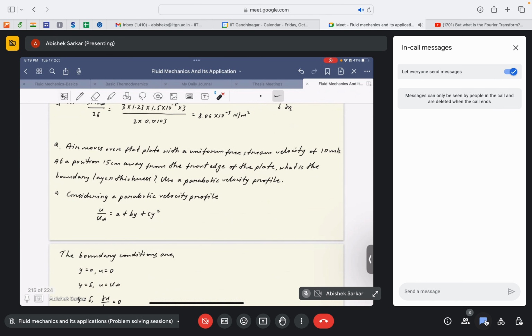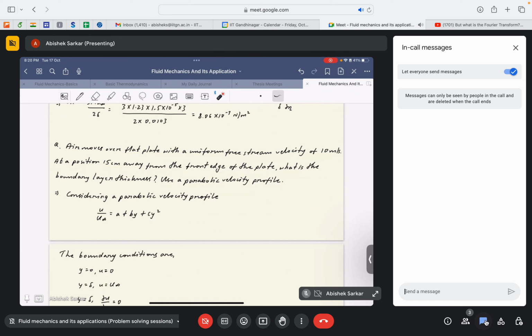Again, it's an interesting one. Air moves over a flat plate with a uniform free stream velocity of 10 meter per second. At a point 15 centimeter away from the front edge, similar name to the leading edge, same thing, the leading edge of the plate, what is the boundary thickness? Use a parabolic velocity profile. Again, this is exactly the same. So you need to calculate the boundary thickness.